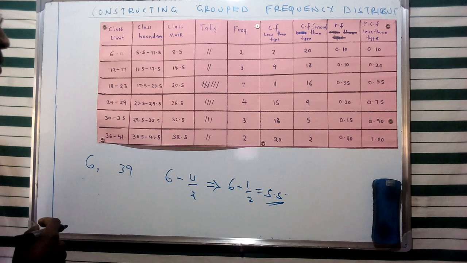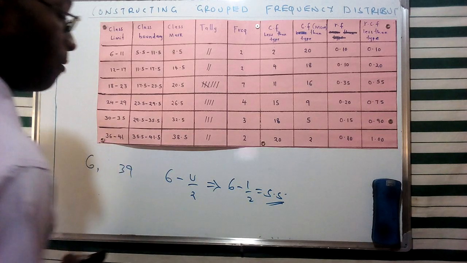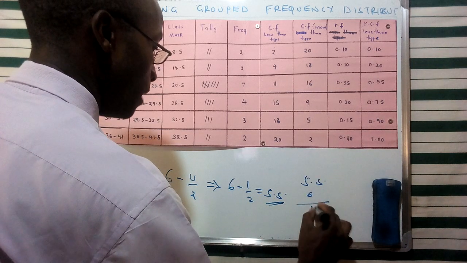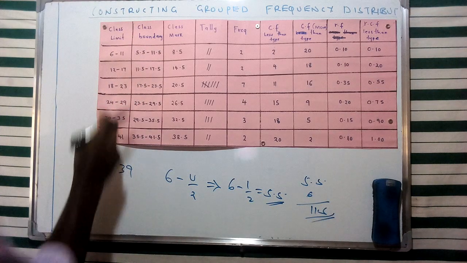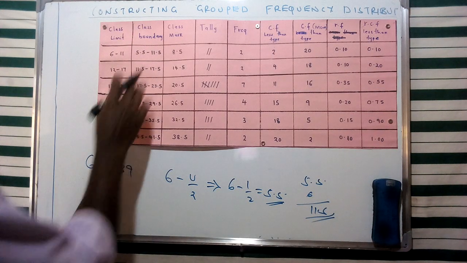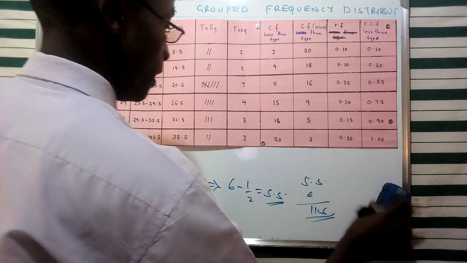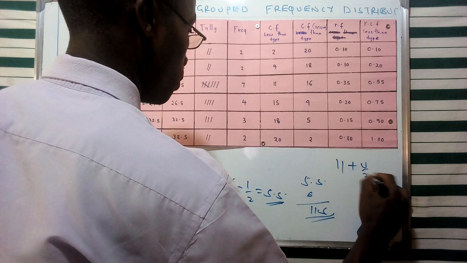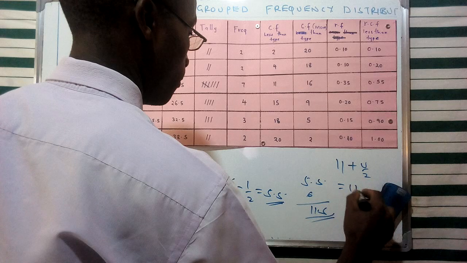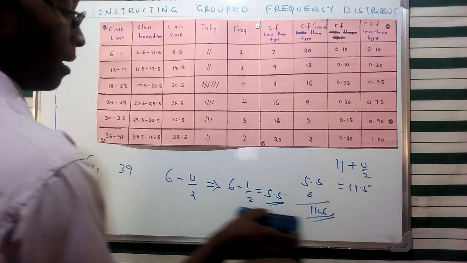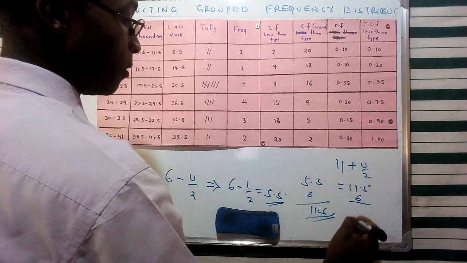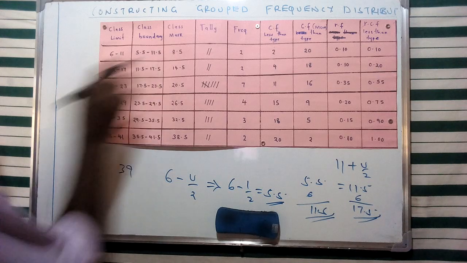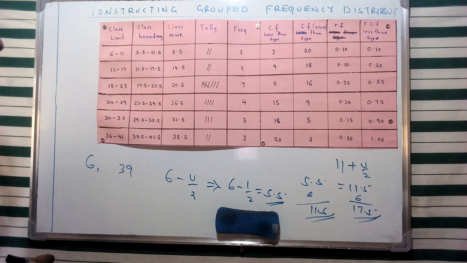For us to obtain the subsequent class boundaries, we added the value of the class width, which is 5.5 plus 6, and this gave us the next value for the lower class boundary. For the upper class boundary, we obtain it by adding 11 plus the unit of measurement divided by 2, which gave us 11.5. For the subsequent upper class boundaries, we added the value of 6, which gave us 17.5 for our second upper class boundary.